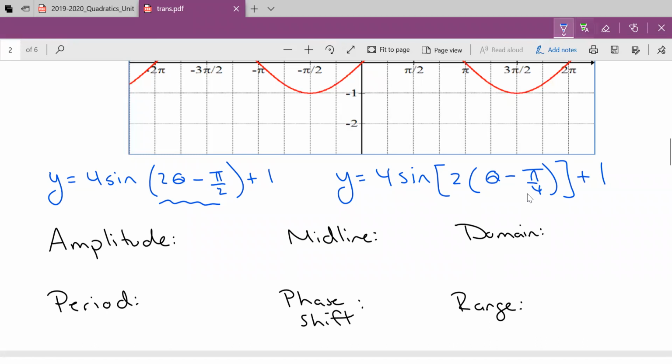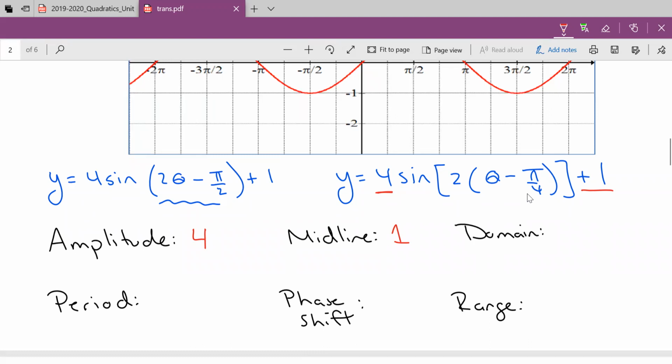Amplitude. Well, amplitude is my A value. So my amplitude is 4. Remember that our amplitude is always positive. It's never negative. Amplitude is always positive. Okay, perfect. Now, midline. My midline is my D value. So our midline is 1. That means this entire graph has been shifted up 1.